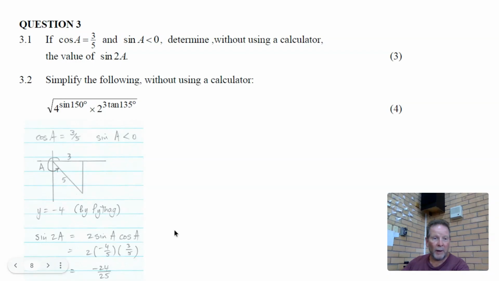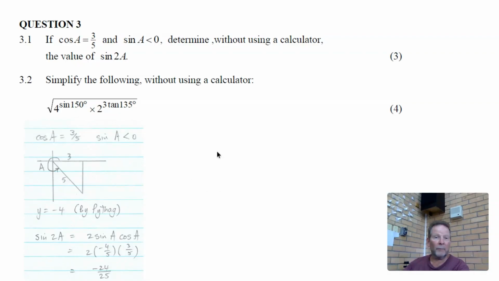Well, the sine of 2A is just equal to 2 sine A cos A. That's what our formula sheet tells us. And then we replace sine A with minus 4 over 5, cos A with 3 over 5. We multiply it out. 2 times 4 times 3 is 24, and it's a negative, so negative 24 over 5 times 5. Negative 24 over 25. All done.